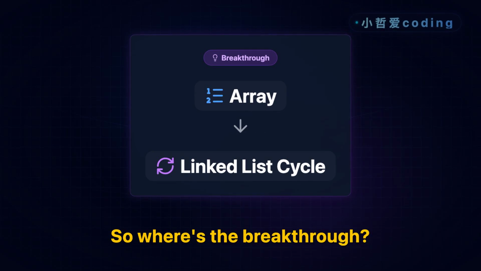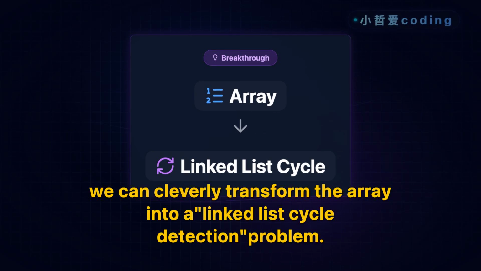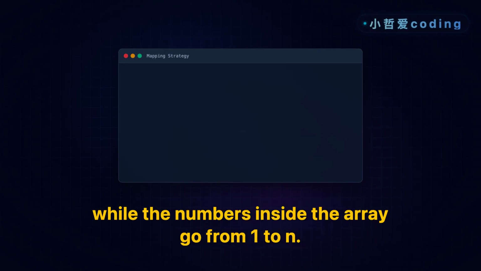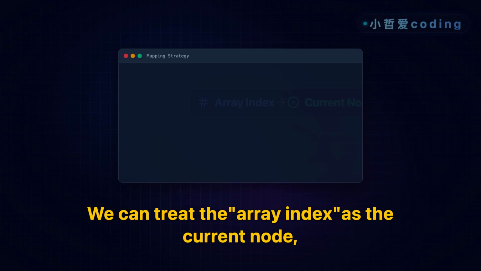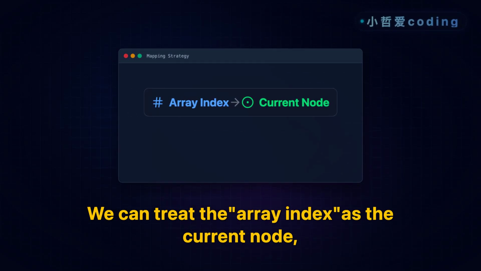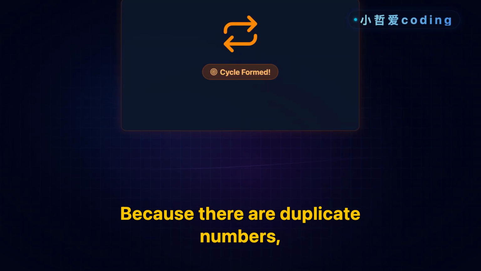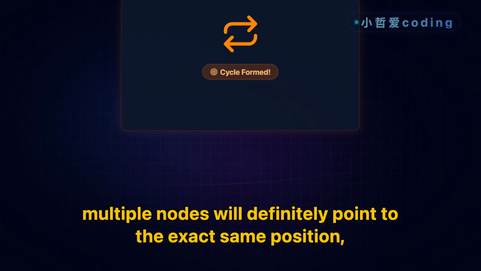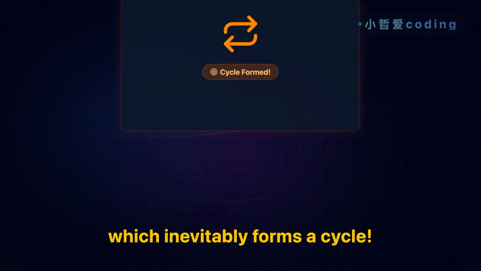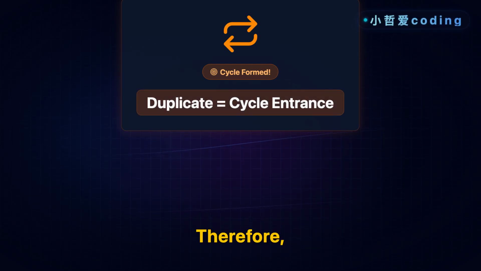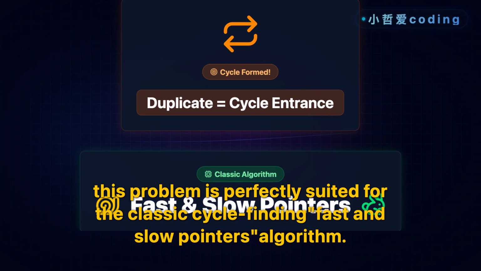So where's the breakthrough? Here, we can cleverly transform the array into a linked list cycle detection problem. Pay attention here. The array indices go from 0 to n, while the numbers inside the array go from 1 to n. We can treat the array index as the current node, and the value inside the array as the pointer to the next node. Because there are duplicate numbers, multiple nodes will definitely point to the exact same position, which inevitably forms a cycle. And that duplicate number is exactly the entrance to this cycle. Therefore, this problem is perfectly suited for the classic cycle-finding fast and slow pointers algorithm.